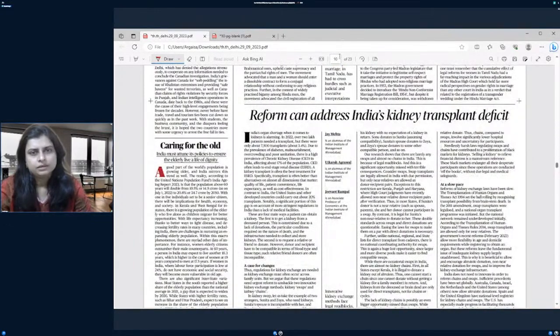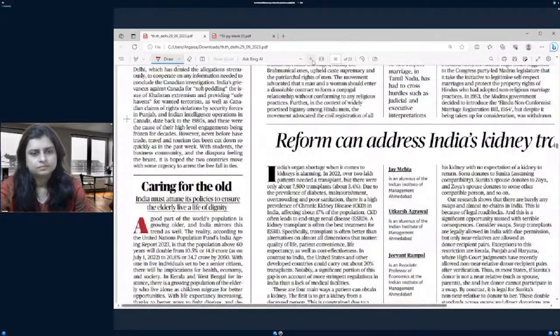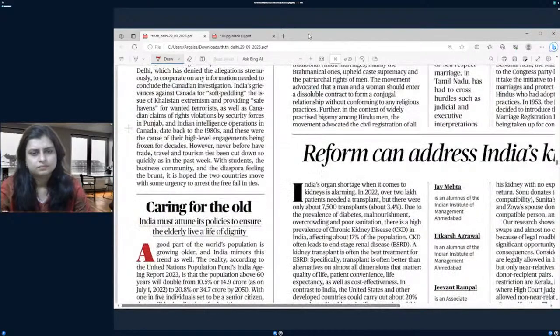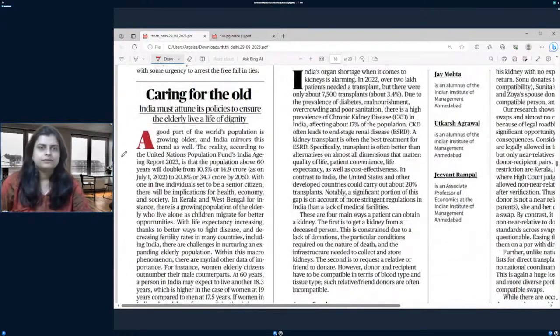Now you see here, caring for the old. Yesterday also I did the analysis where we were talking about how the population India is going to have is an aging population now. So what is that? Caring for the old: India must attune its policies to ensure the elderly live a life of dignity. So a good part of the world's population is growing old, and India mirrors this trend as well.